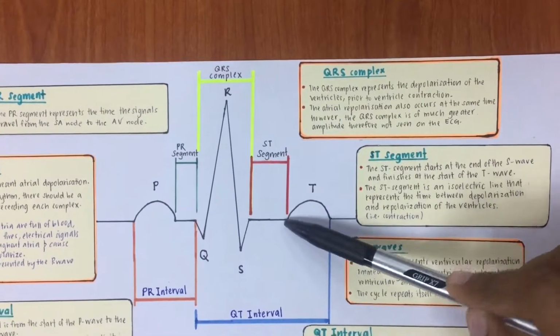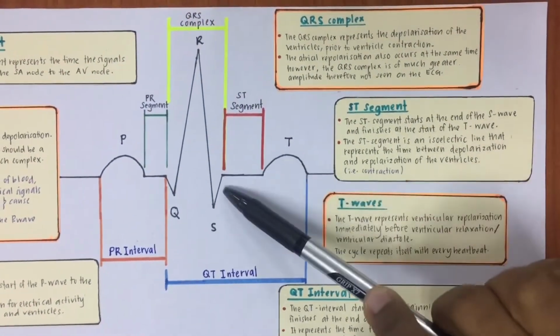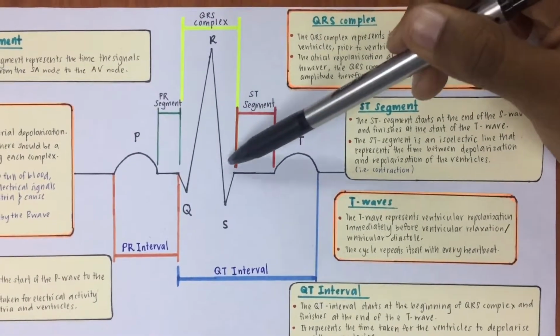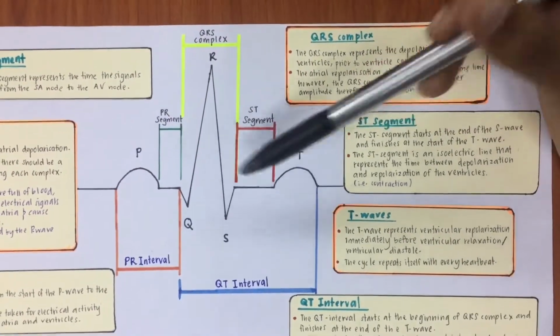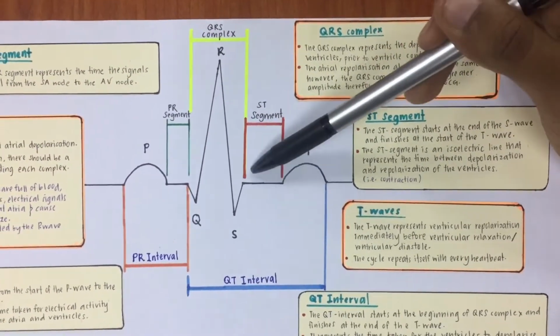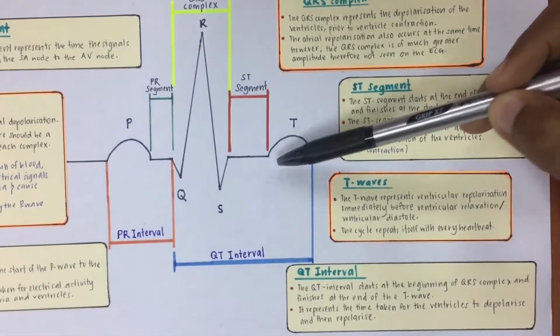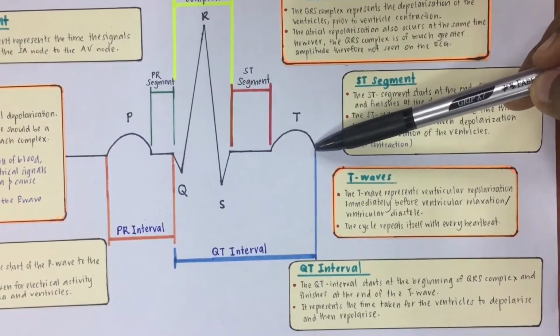Next, we have the ST segment. Now, the ST segment starts at the end of the S wave and finishes at the start of the T wave. The ST segment is an isoelectric line that represents the time between the depolarization and the repolarization of the ventricles. Lastly, we have the T wave. The T wave represents the ventricular repolarization before ventricular relaxation.